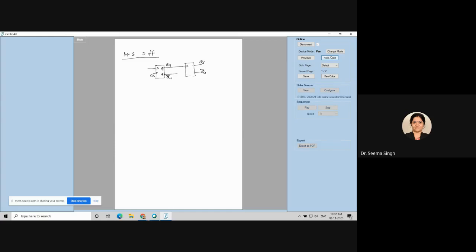And how will the clock be connected? The clock will be connected with a NOT gate here. So this becomes your master slave D flip flop, right? Master slave D flip flop. So this is how we make a master slave D flip flop.